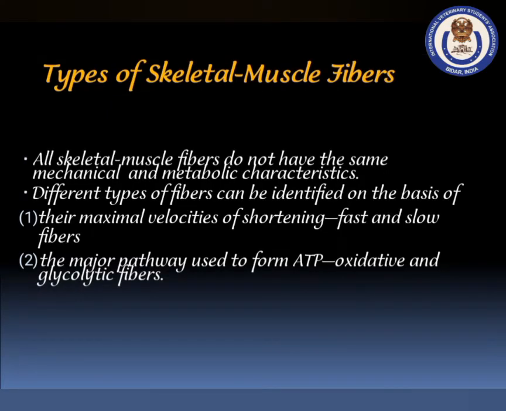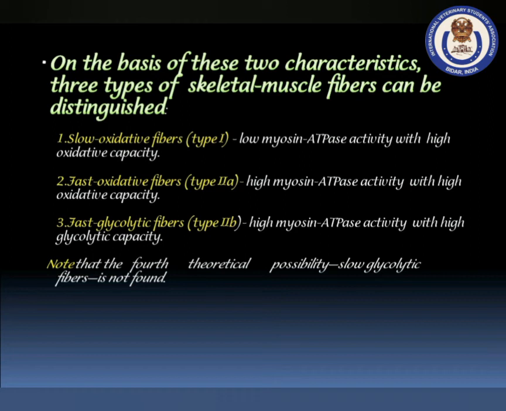Now let's discuss the types of skeletal muscle fibers. All skeletal muscle fibers do not have the same mechanical and metabolic characteristics. Different types of fibers can be identified on the basis of, first, their maximal velocities of shortening, that is fast and slow fibers, and second, the major pathway used to form ATP, that is oxidative and glycolytic fibers. On the basis of these 2 characteristics, 3 types of skeletal muscle fibers can be distinguished.